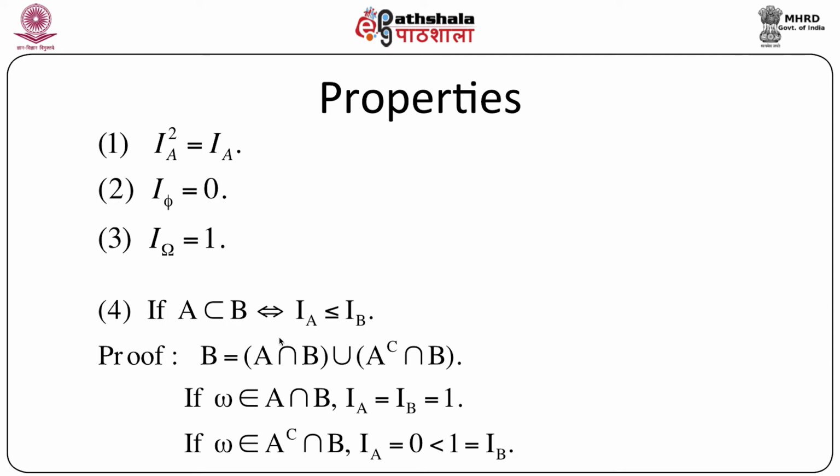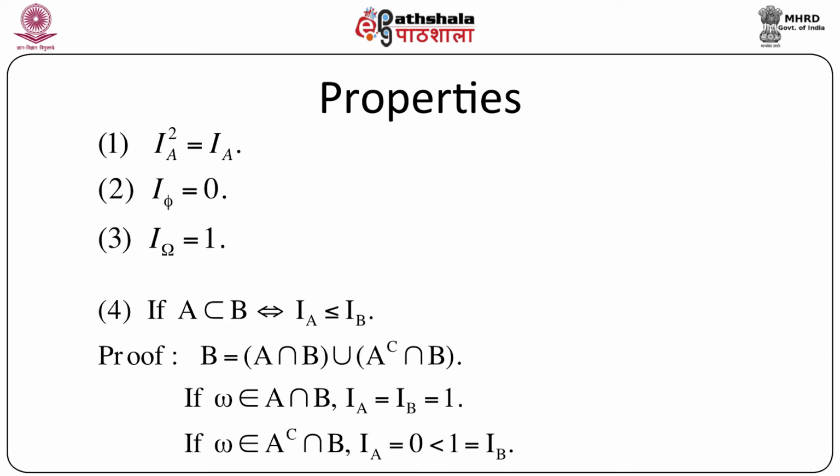Now this gives us an idea that we have one result very similar to this result in probability theory, which says that if A is a subset of B, then that will imply probability of A is less than or equal to probability of B. We will see this proof later on.